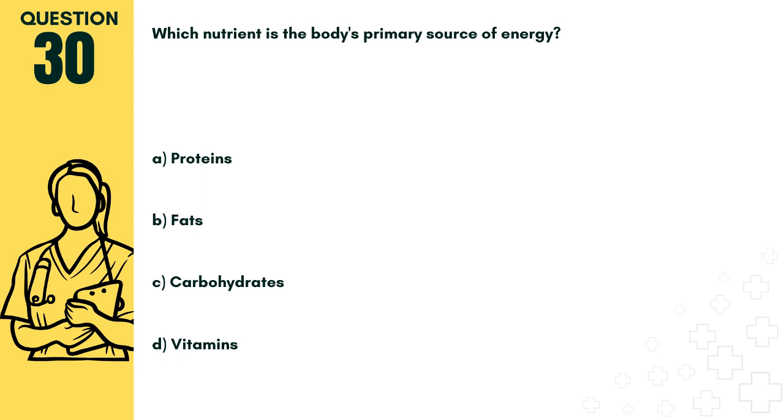Question 30. Which nutrient is the body's primary source of energy? A. Proteins. B. Fats. C. Carbohydrates. D. Vitamins.